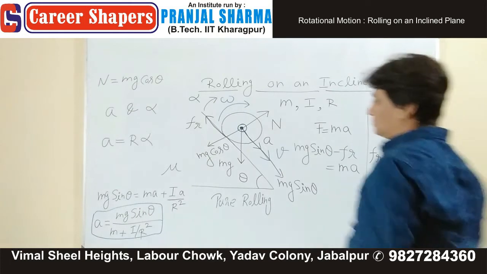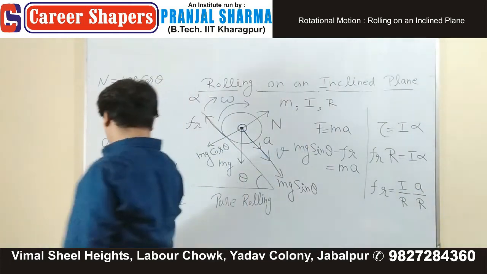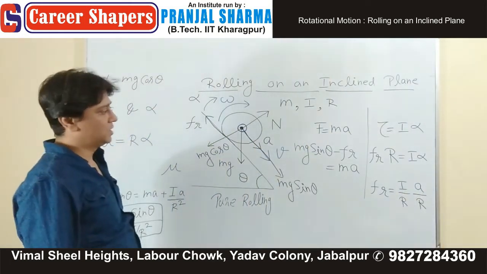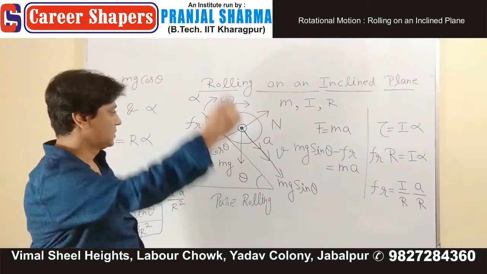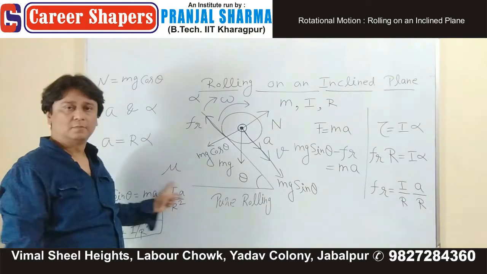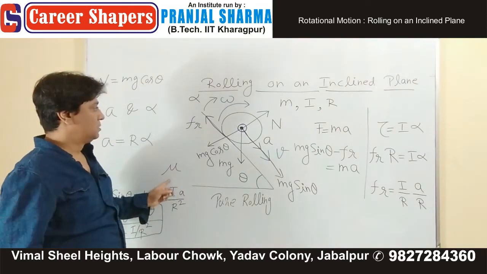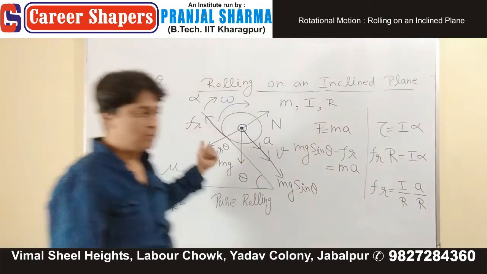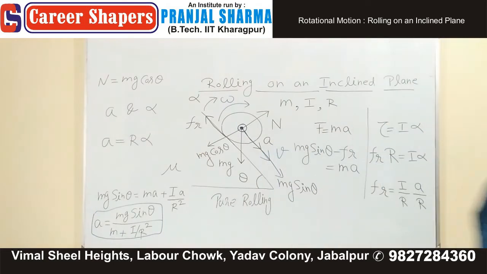Now, we have the acceleration mg sin theta upon m plus I upon r square. Coefficient of friction is mu. How much friction is acting on the rolling body? Answer this in the comment box. What is the force of friction acting on the body?